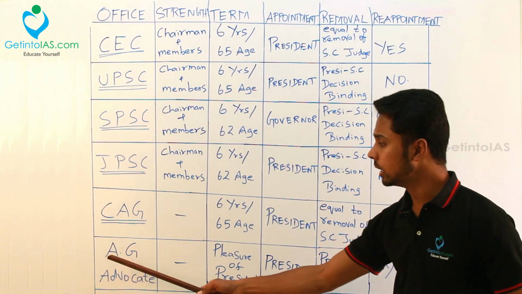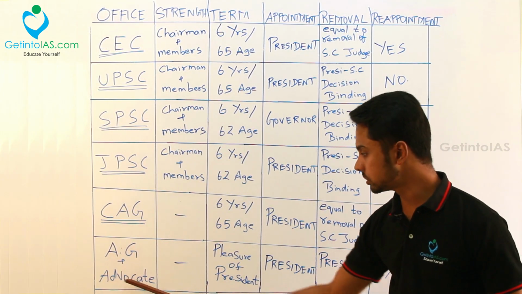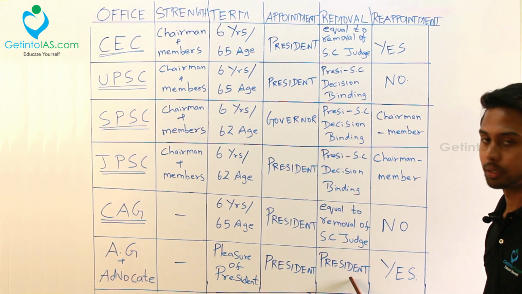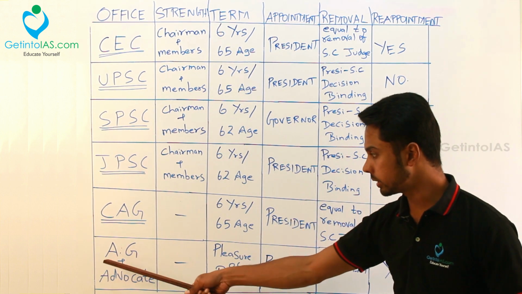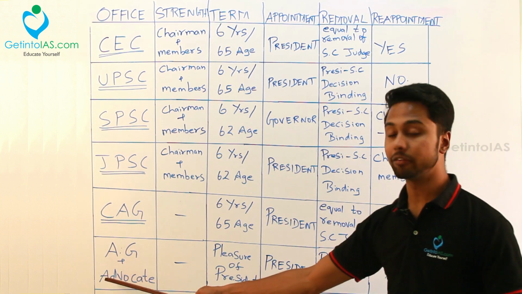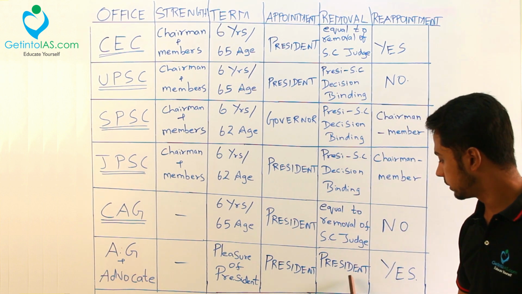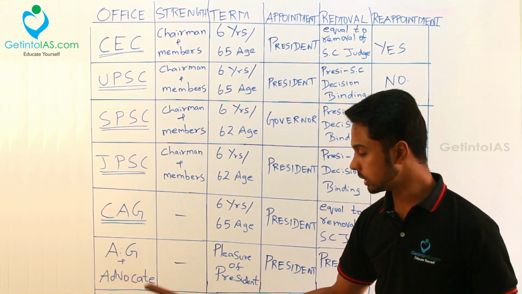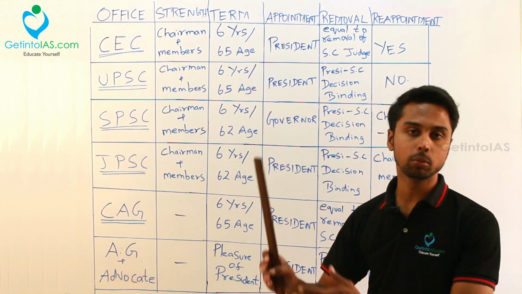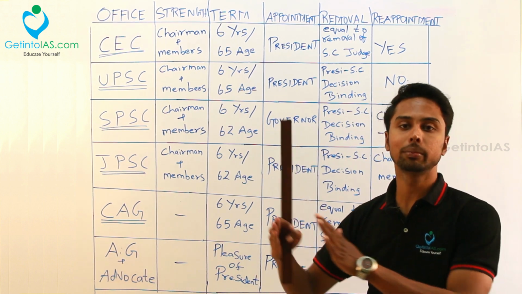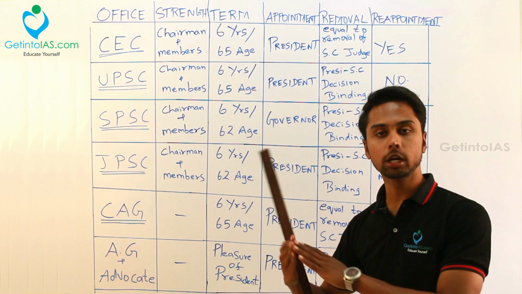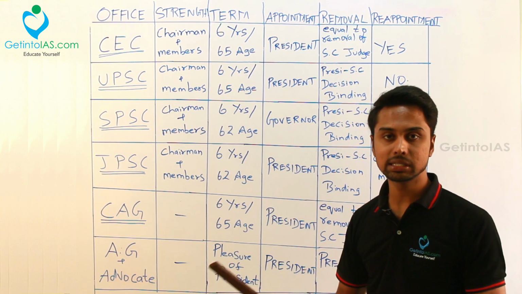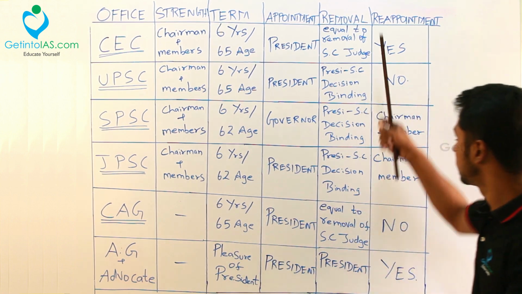Next, with your Attorney General of India and Advocate General, the removal is by the president. With respect to the Attorney General, it is by the president, and with respect to the Advocate General of the state, it is by the governor. So it is very clear that the Attorney General and Advocate General both are acting on the pleasure of the president and the governor. So they can be removed by them without any reasons anytime. That is with the removal.